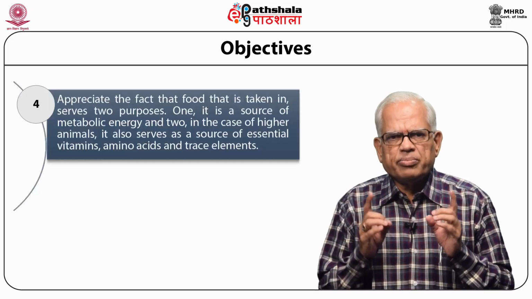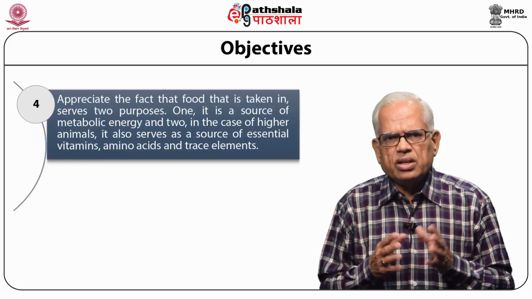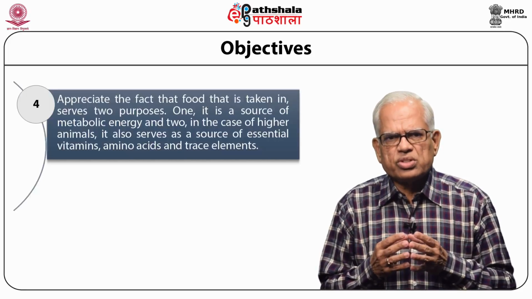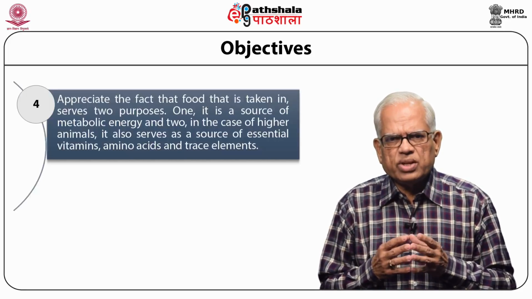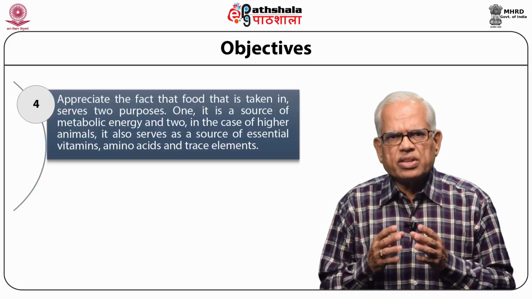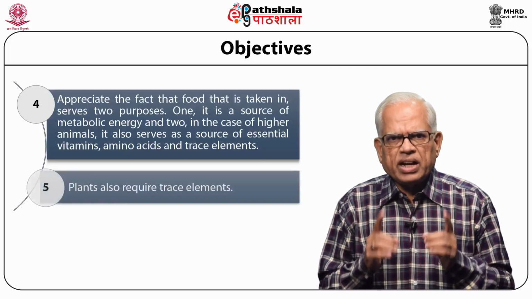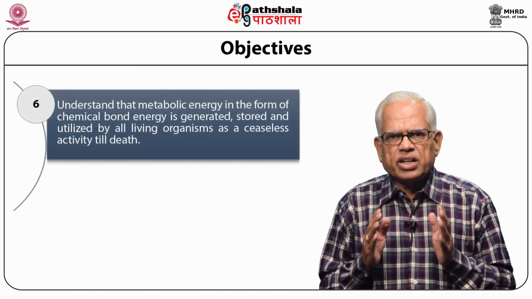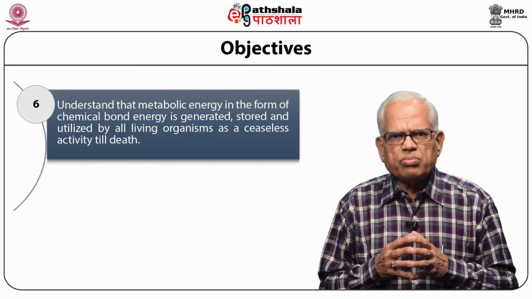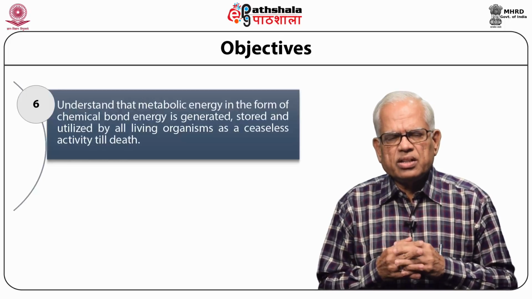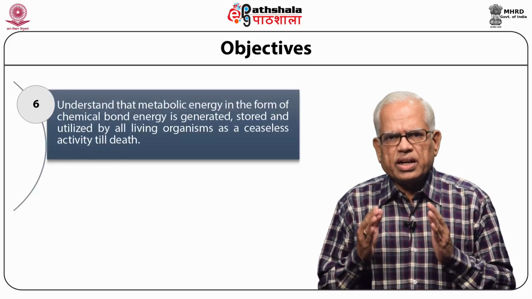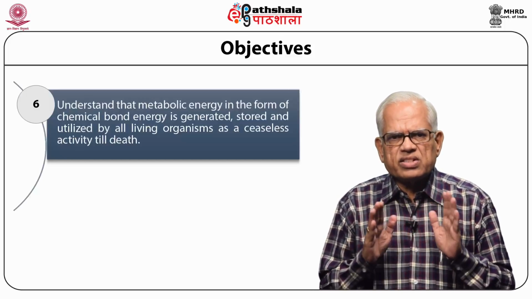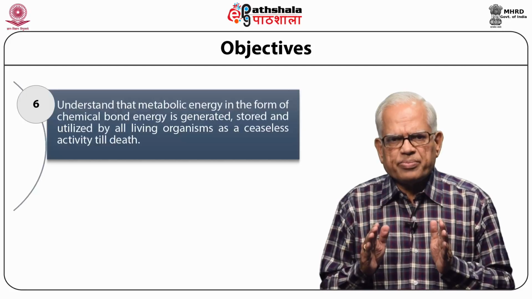One, it is a source of metabolic energy, and two, in the case of higher animals, it also serves as a source of essential vitamins, amino acids and trace elements. Plants also require trace elements. Understand that metabolic energy in the form of chemical bond energy is generated, stored and utilized by all living organisms as a ceaseless activity till death.